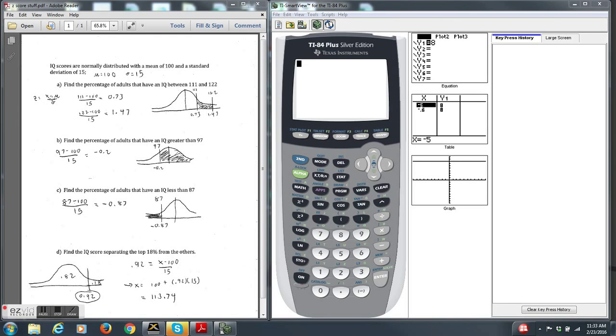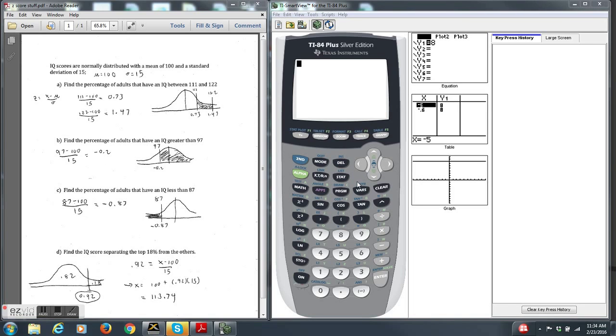So the first thing you do, convert these guys to z-scores using this formula. So I turn 111 into 0.73 and 122 into 1.47. So on the normal curve, I want the percentage who have an IQ between 111 and 122, which are between z-scores 0.73 and 1.47. So that's the area under this normal curve, the same as this percentage. So anyway, how do you get this number? So we do it with the calculator.